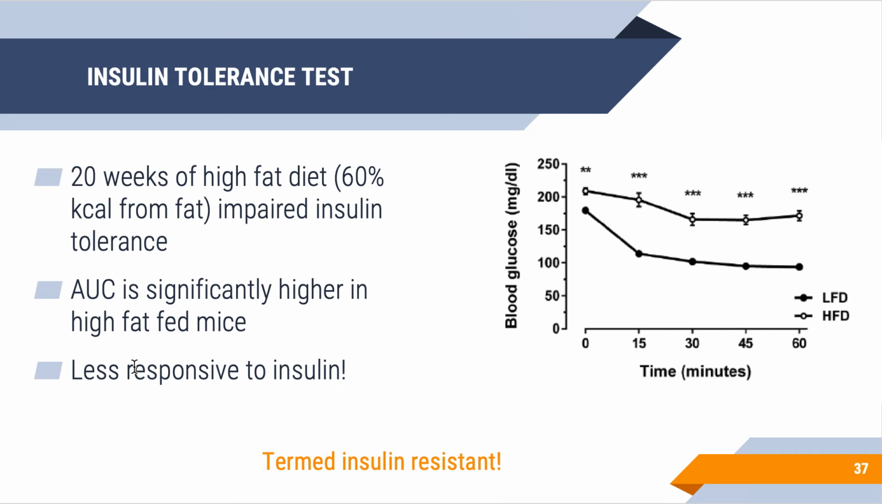Again, we see the same case of that 20 weeks of a high-fat diet, where 60% of the kilocalories come from fat. We see impaired insulin tolerance in these high-fat fed animals. We know that because following that delivery, they have a higher area under the curve, or an inability to take that glucose up into the skeletal muscle tissues, meaning that they're less responsive to insulin and can be termed insulin resistant.